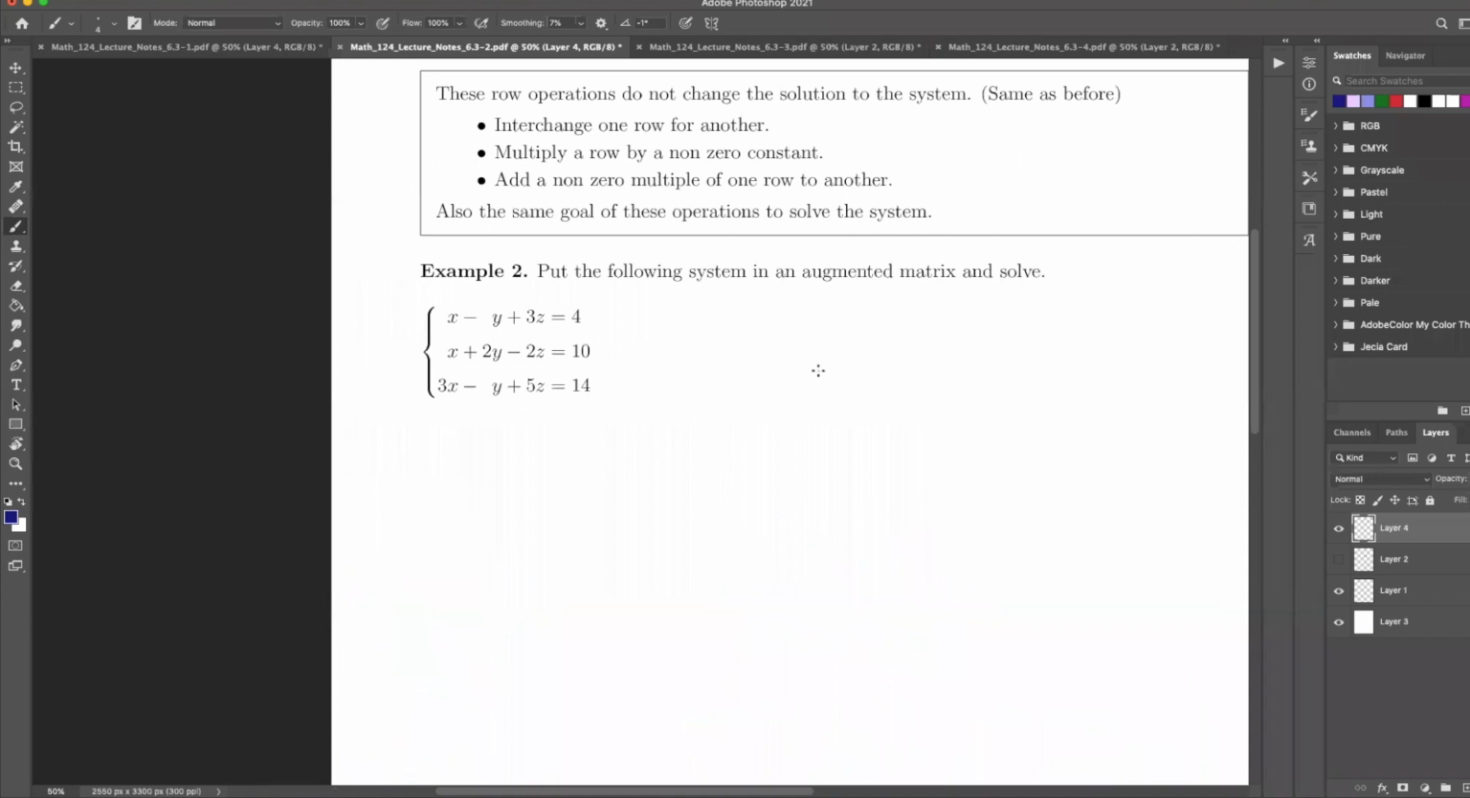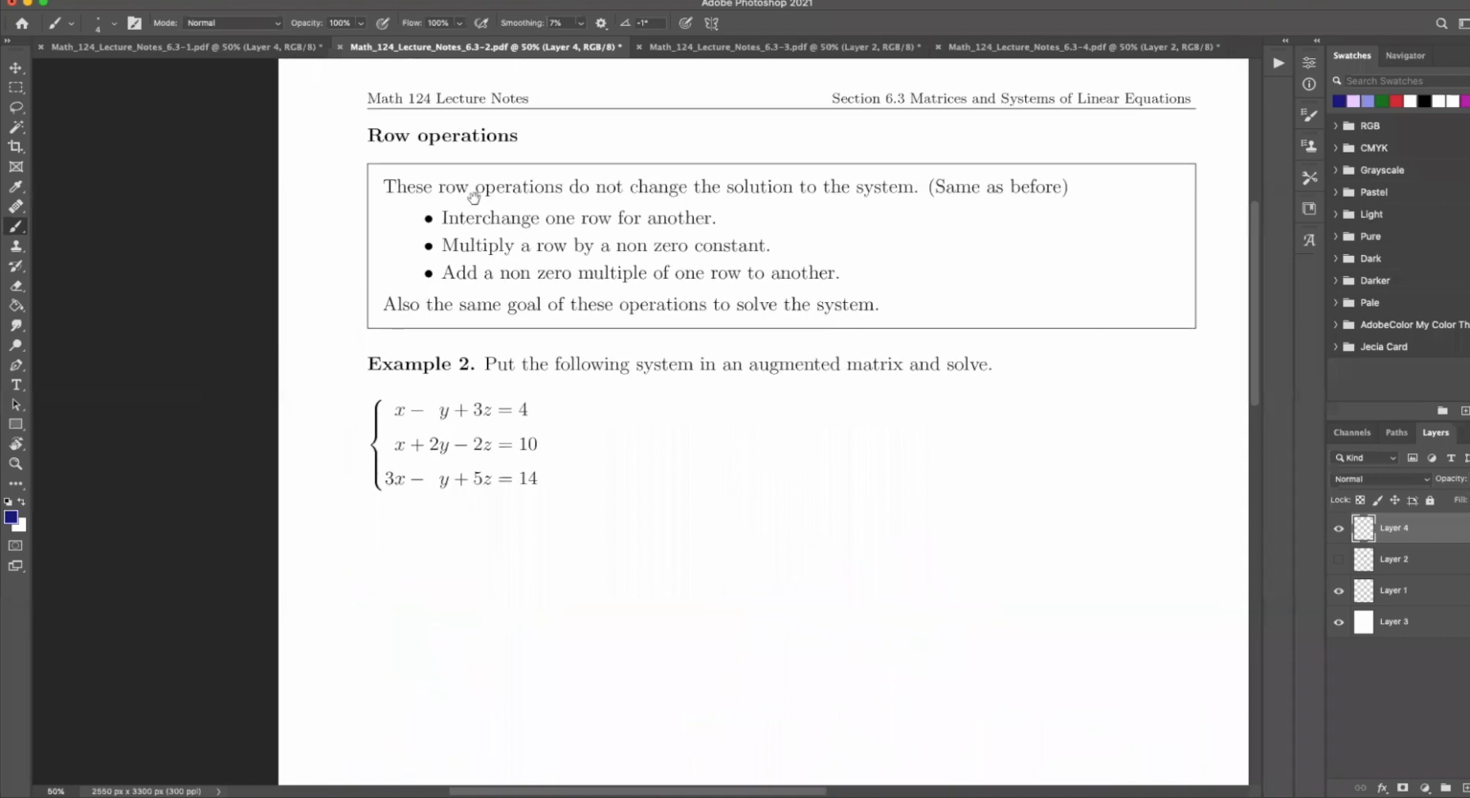All right, so here, what we can do now is we can interchange one row with another, same thing as interchanging equations. We can multiply a row by a non-zero constant, and we can add a non-zero multiple of one row to another. So here we're going to solve the system, same as before, with the same goals. And remember what the goals are.